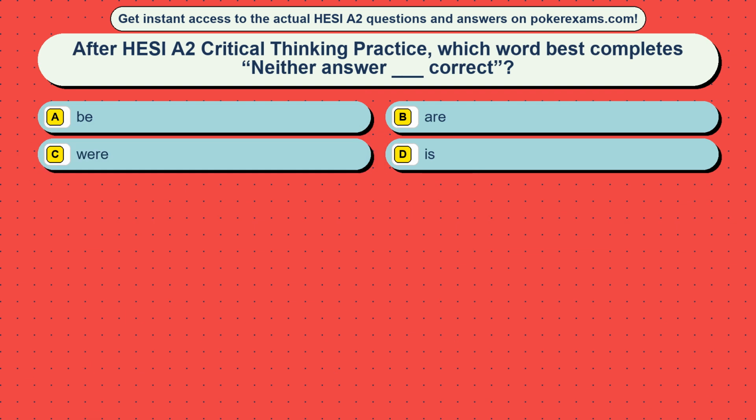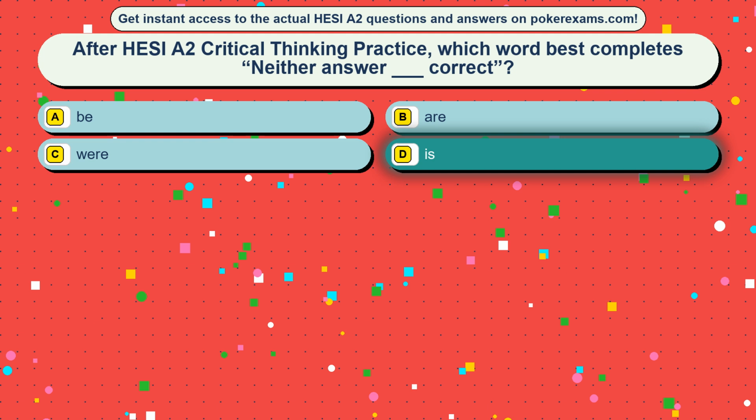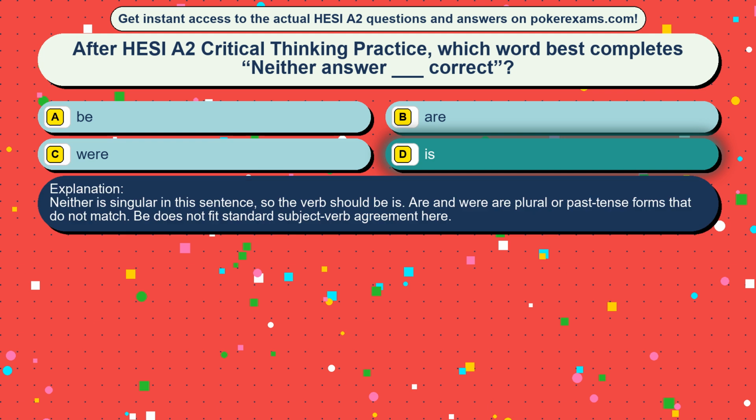Question 16. After HESI A2 critical thinking practice, which word best completes the sentence: neither blank correct? Option A, B. Option B, tar. Option C, were. Option D, is. The correct answer is option D, is. Neither is singular in this sentence, so the verb should be is. Are and were are plural or past tense forms that do not match. B does not fit standard subject-verb agreement here.